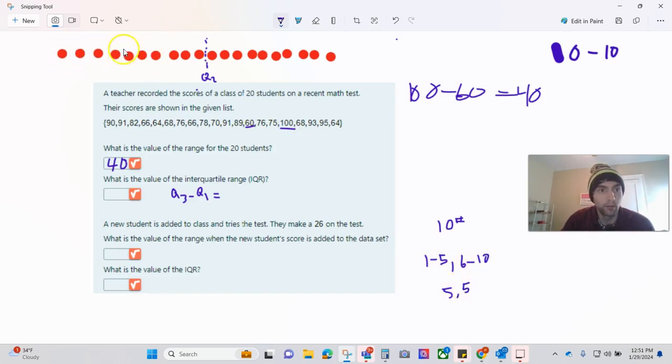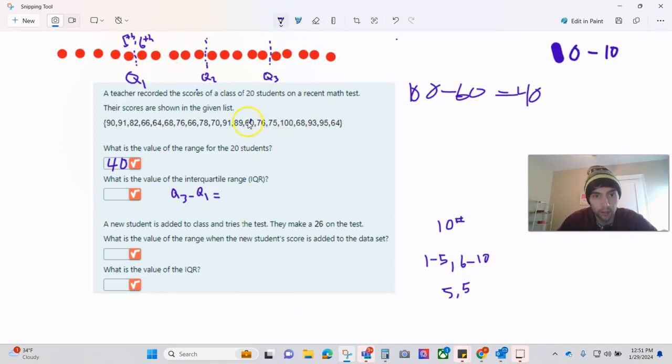Let's try that. 1, 2, 3, 4, 5. Q1 goes right there. Then Q3 would be 1, 2, 3, 4, 5, right here. Again, 5 numbers on this side, 5 numbers on that side. I have cut my data into quartiles, into 4 pieces. Now, I need to know what is in between the 5th and 6th number. Let's find the 5th and the 6th number in my data set.